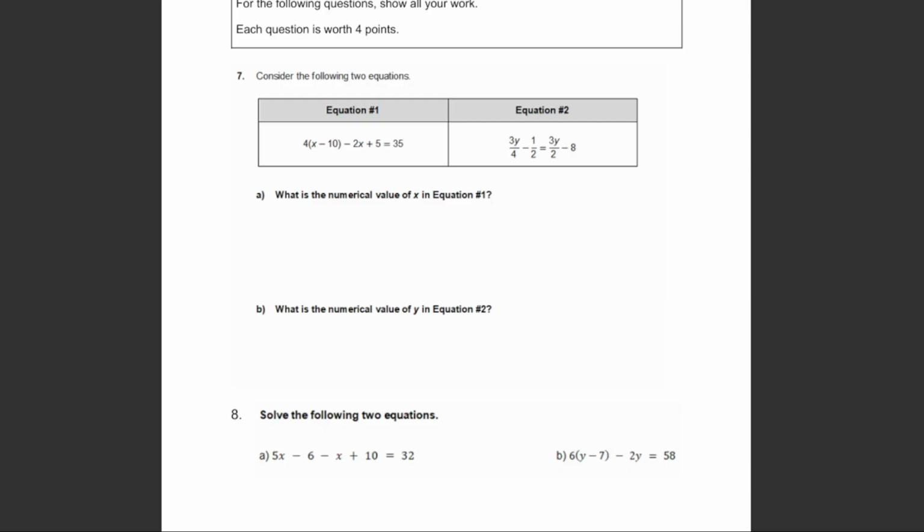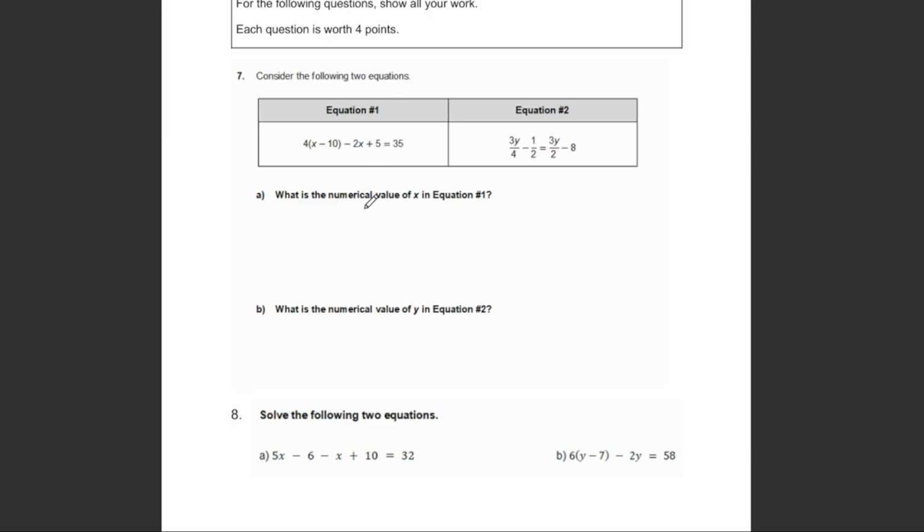All right, so this is kind of where the fun begins here, right? We are given some equations, and they just want us to solve the equation. All right, so let's just jump into it. What is the numerical value of x in equation 1? Basically, it just wants you to figure out what x is equal to. X equals a number. What is that number? What is that numerical value?